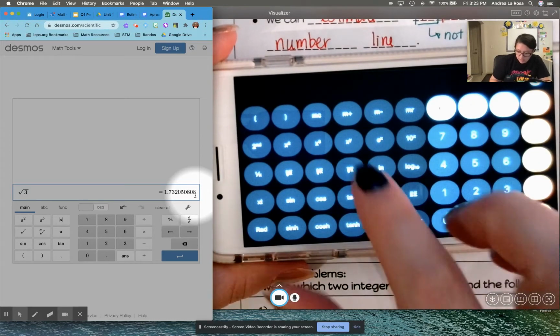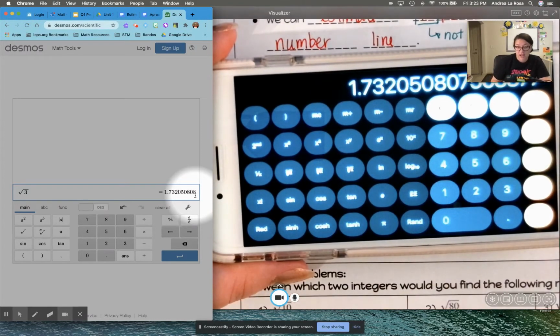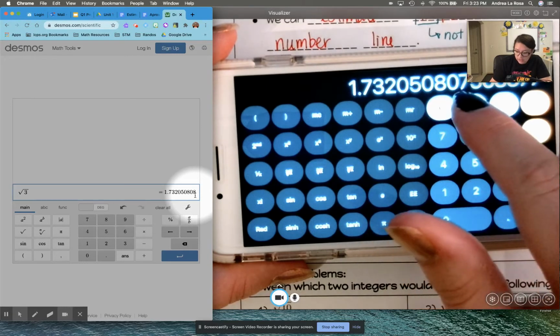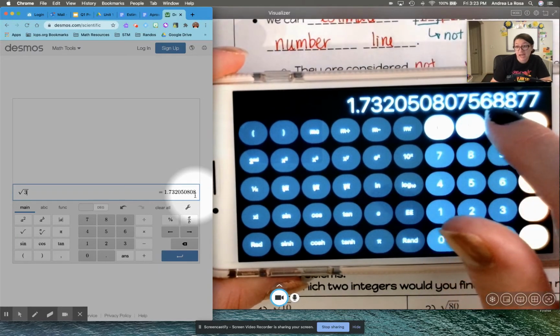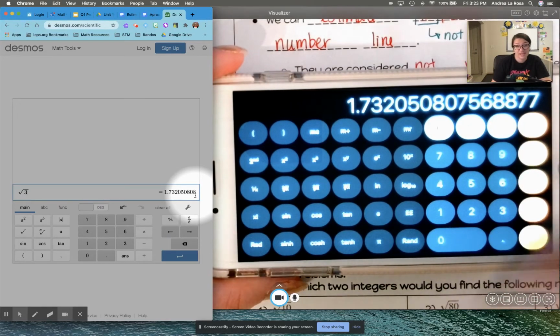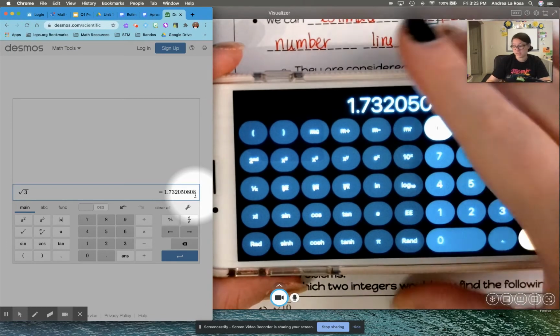If I want to do the square root of 3, I see that we do have that 1.732050808. It rounded that to 1.732, because we see after it, the number is going to keep going. It does not terminate, it does not end, and it does not repeat.